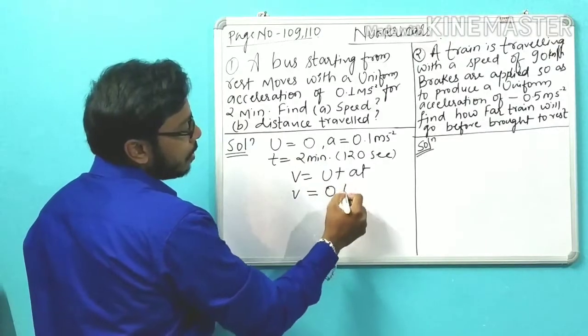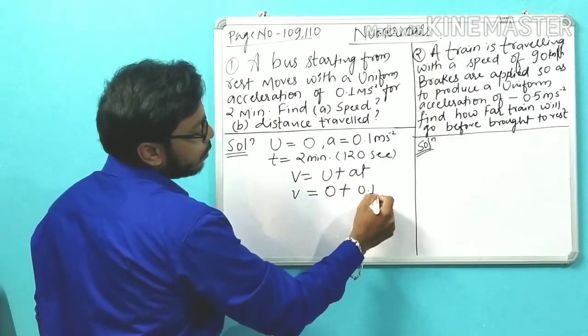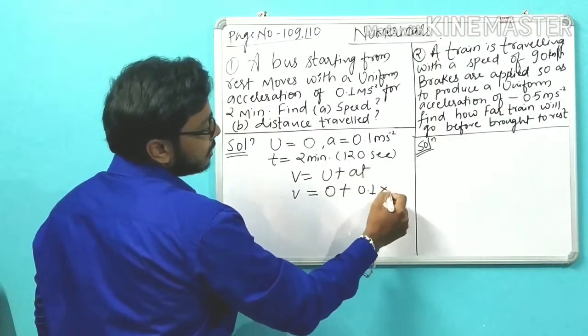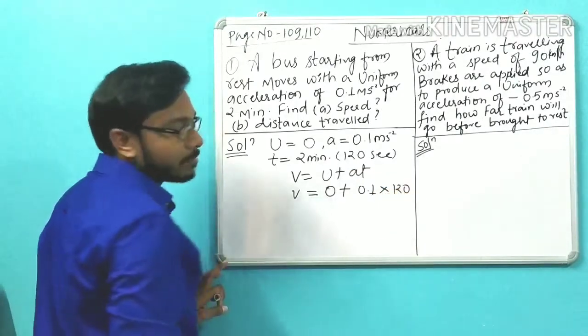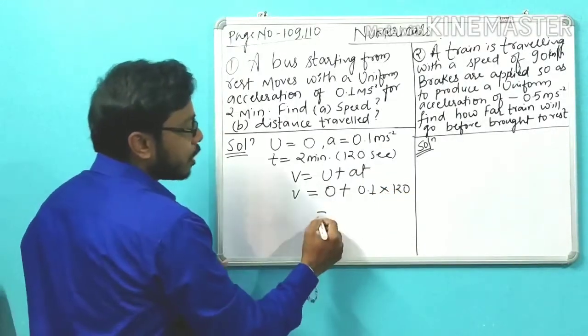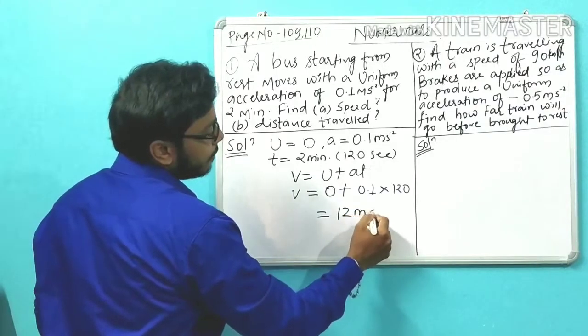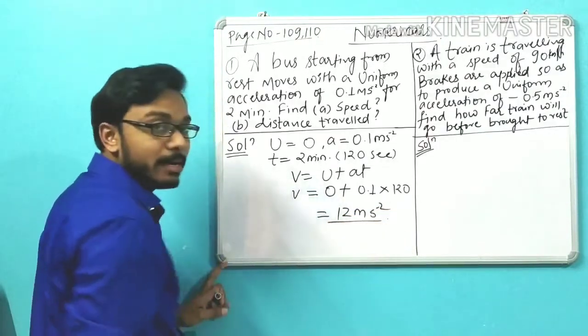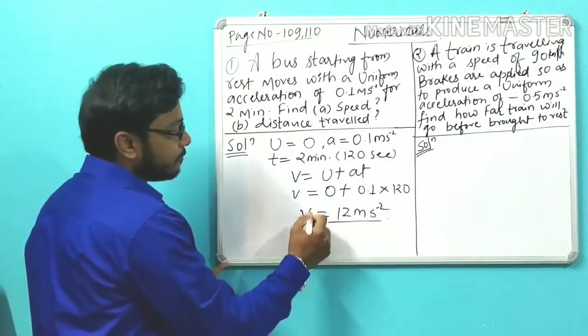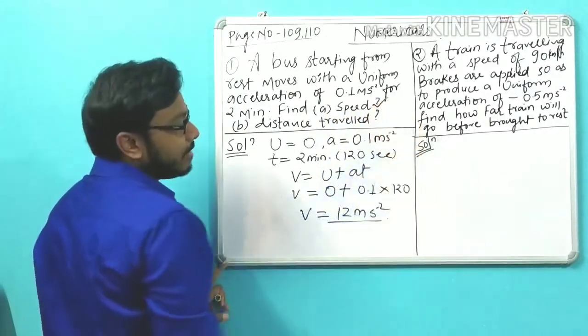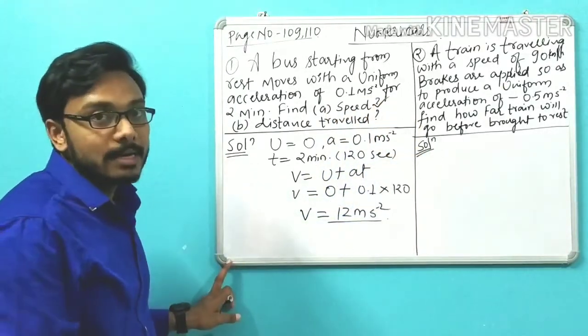u is 0, acceleration is 0.1 and the time is 120 seconds. Understood? So by just solving it, how much will we get? 12 meter per second. So what is the speed? 12 meter per second. So we have found the first one, the speed, that is 12 meter per second.